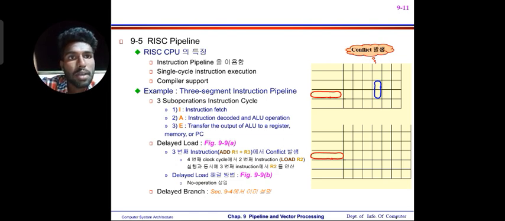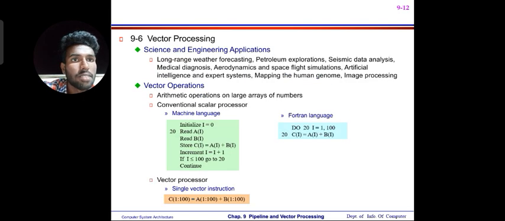RISC pipeline, RISC CPU instruction pipeline: single cycle instruction execution with compiler support. Example: 3 segment instruction pipeline. Sub operations of the instruction cycle: instruction fetch, instruction decode and ALU operation, and transfer of the ALU output to a register. Delayed load: instruction add R1 plus R3 conflict. Show the diagram. Delayed branch is the same, as shown in the diagram.